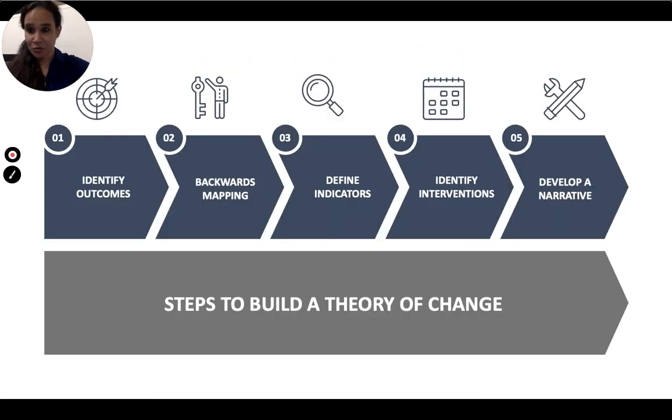In the next video, we will be using a case study to explain the steps to build a theory of change, and we'll then have you try and attempt something for your program or organization.